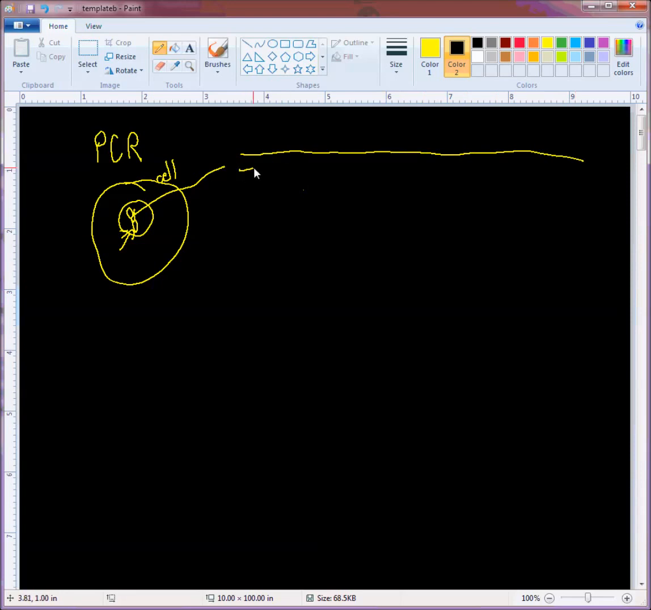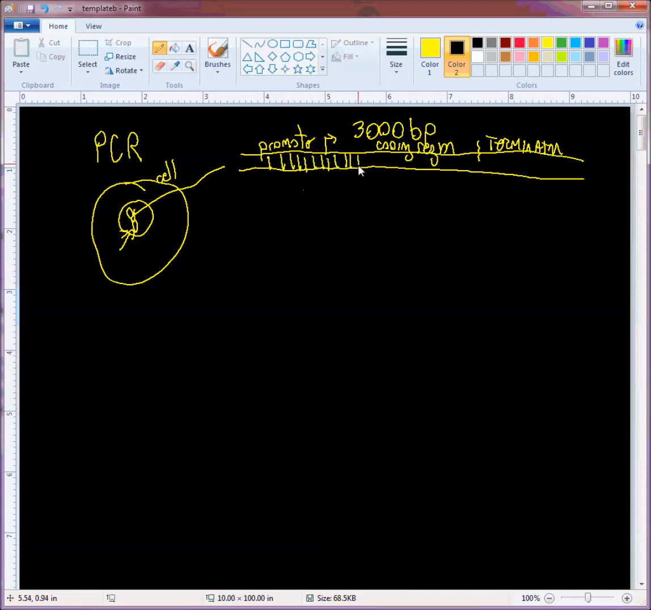And so I will zoom in on that gene, and let's say this gene is about 3,000 base pairs long, and that's going to include the promoter region, the transcriptional start site, the coding region, all these parts of a gene that we've talked about over the course of the semester. And then we'll have the terminator region with the terminator site. Obviously this isn't to scale, but I'm just showing the hydrogen bonds between these two strands of DNA.